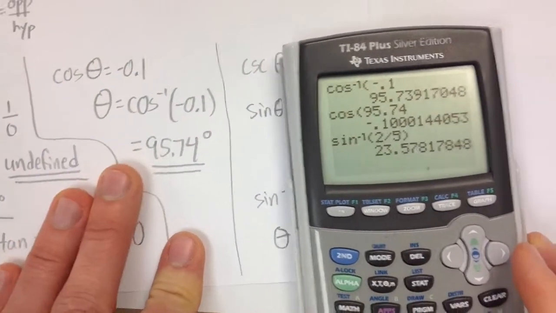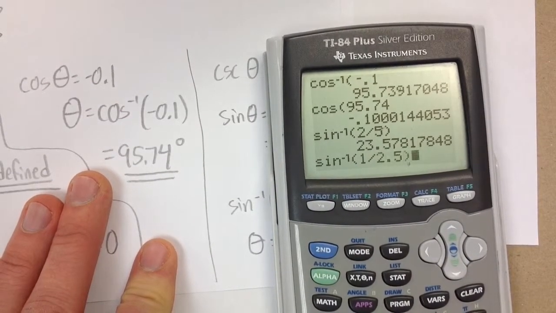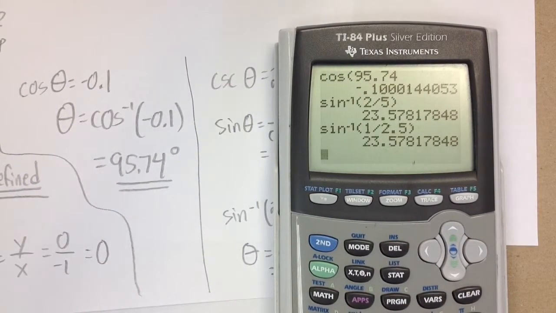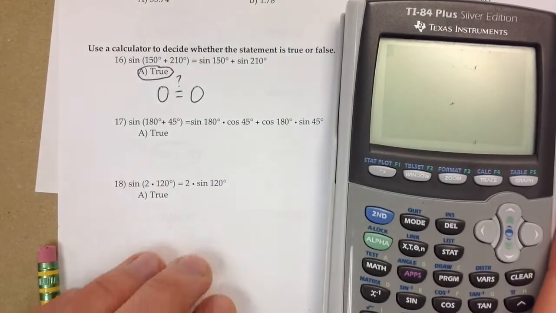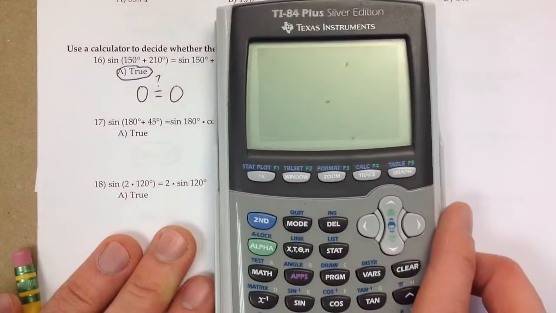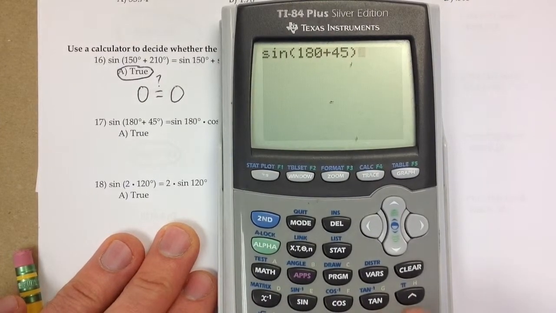So if I heard you correctly, you could do the inverse sine of 1 over 2.5. Absolutely. Okay? Any questions on any of those? So let's say you wanted to test if equation number 17 was true. You could do sine of 180 plus 45, as it says, and then you can go to the test menu.